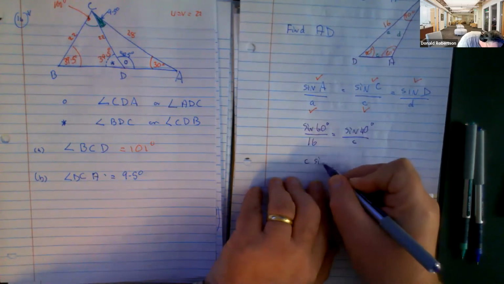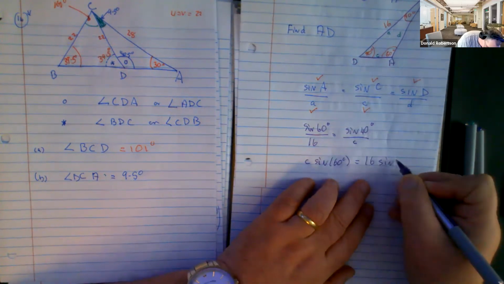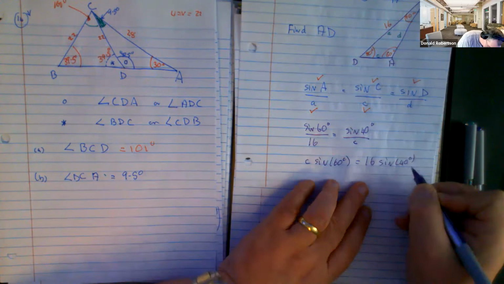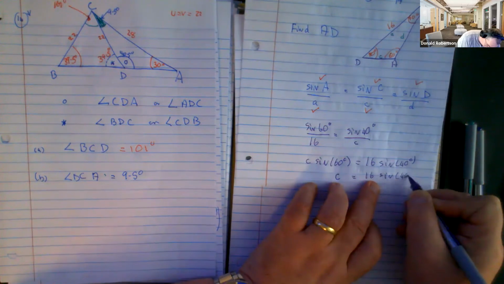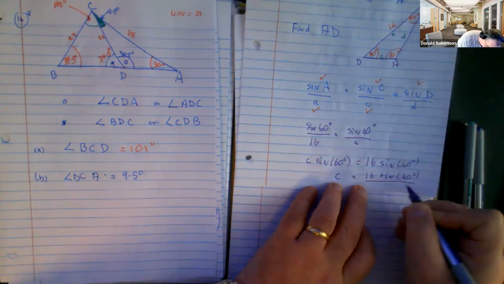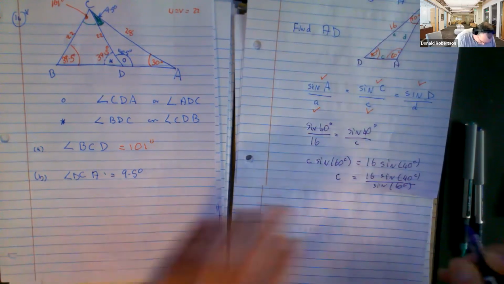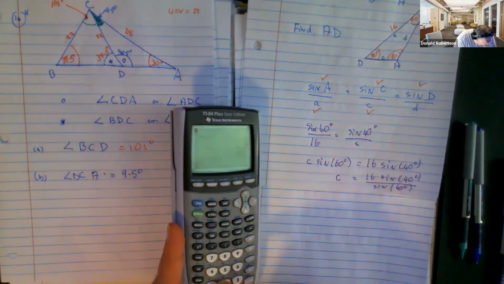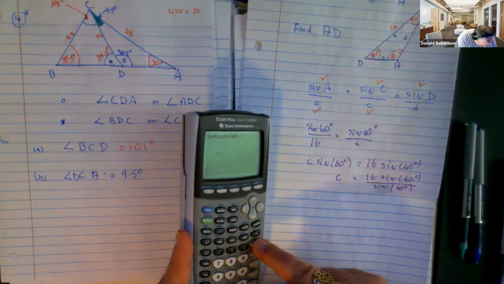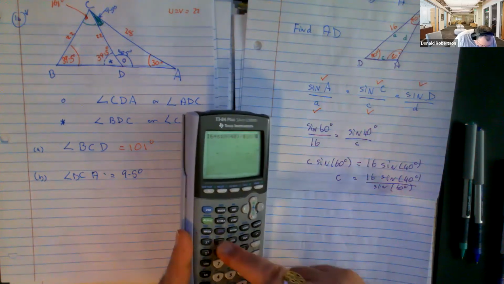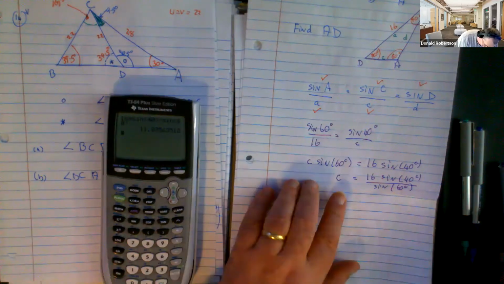C times the sine of 60 degrees is 16 times the sine of 40 degrees. So little c will be 16 times the sine of 40 degrees all over the sine of 60 degrees. And we're pretty much done. 16 times sine of 40 divided by sine of 60. And the answer I get is 11.88, which is exactly what they say it is, to 2 decimal places.